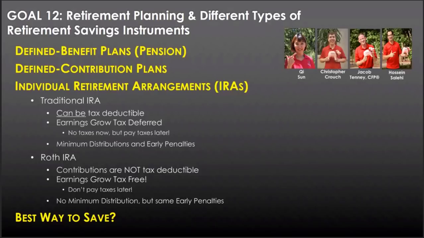Okay, so another important difference between traditional IRA and Roth IRA is that traditional IRA has a minimum distribution requirement. So who knows how it works? Minimum distribution requirements. Or let me repeat my question: at what age does it kick in, and why is it important?